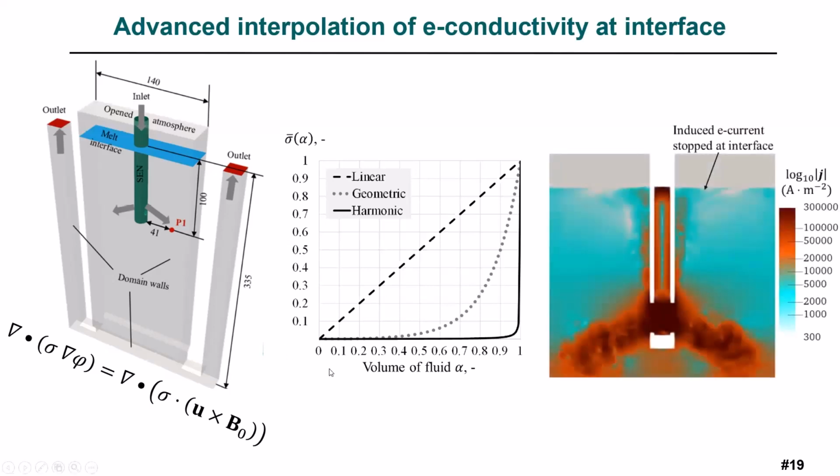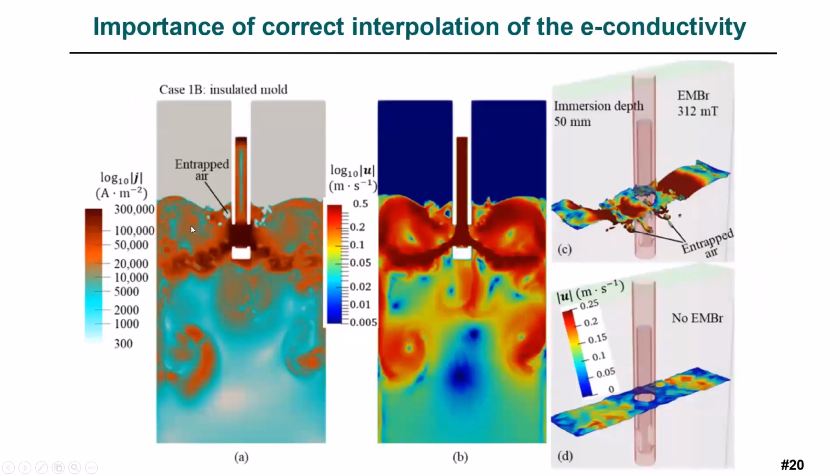So we applied geometric and harmonic interpolations. Harmonic is more tough numerically, so here you need to apply some under-relaxation. But what we achieved is that we really stopped the induced electric current at the interface of the non-conductive liquid. It is especially important if you entrap some non-conductive gas bubbles. So you see, we don't have induced electric current inside the bubbles.